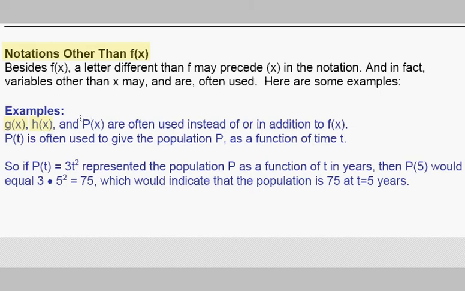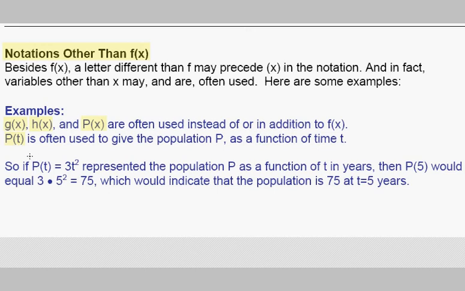And oftentimes we'll use other notations like p of x if it's population. And if the independent variable is time, oftentimes instead of x, we'll use t. So p of t will often represent population as a function of time. I have an example at the bottom here.